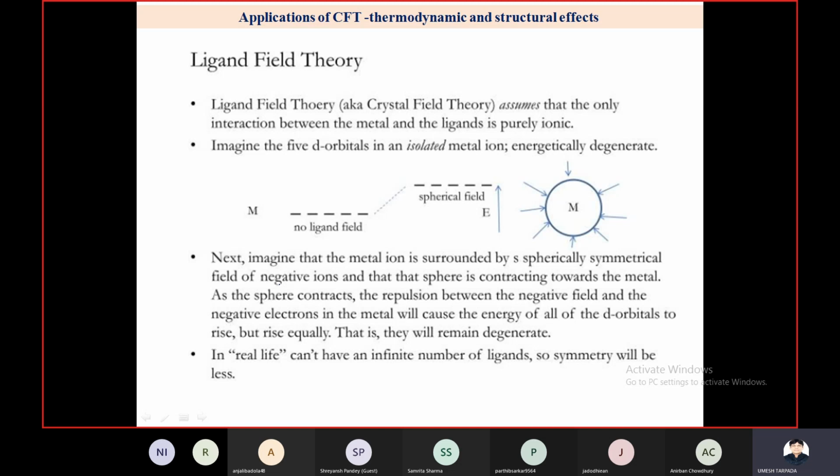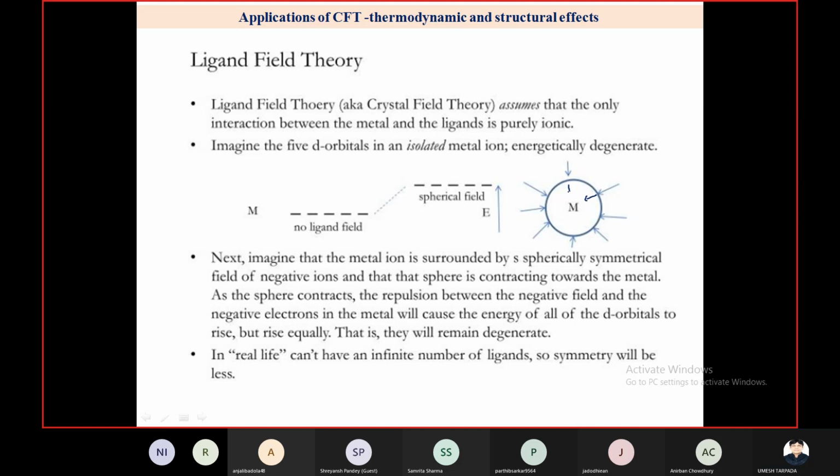But the 5d orbitals in an isolated metal in the free metal state are degenerate, so they have the same energy. If it undergoes splitting, as a result degeneracy is removed and you get splitting, with some set of orbitals having higher energy and some set having lower energy. So when a metal ion is surrounded by ligands or negative ions, that sphere contracts towards the metal.